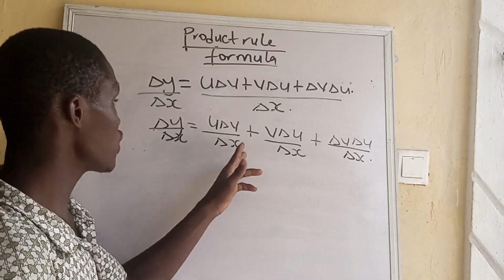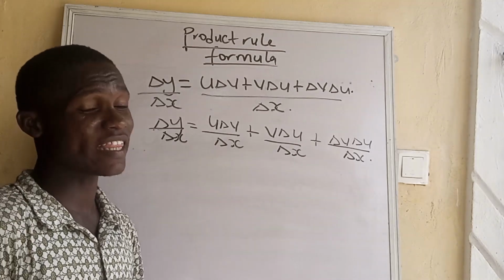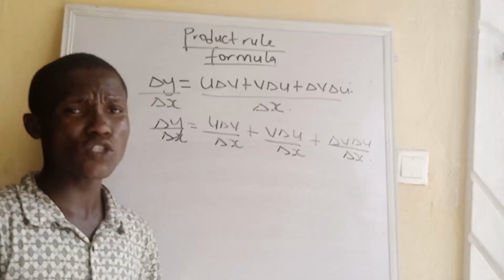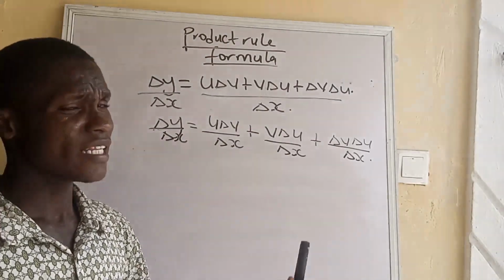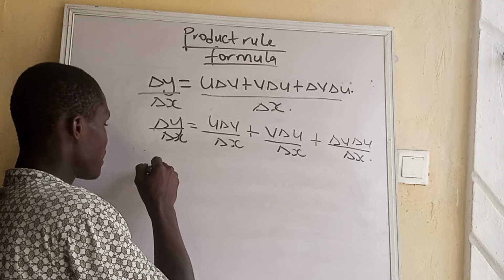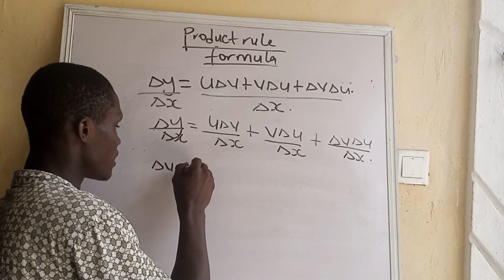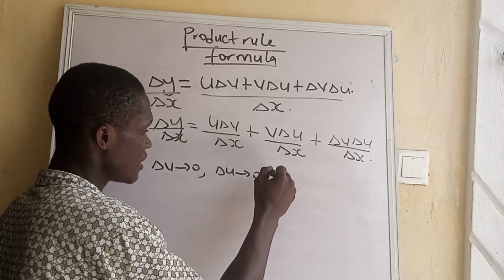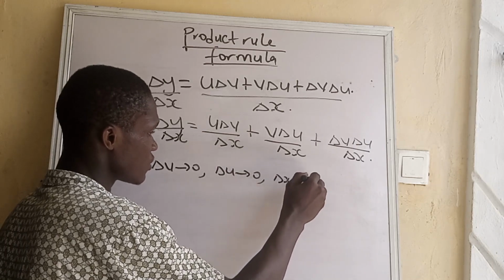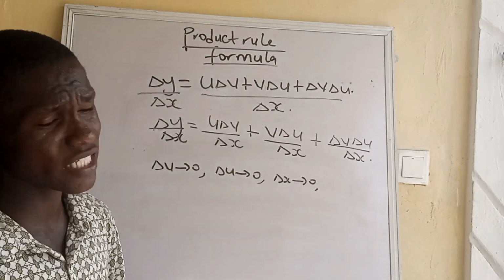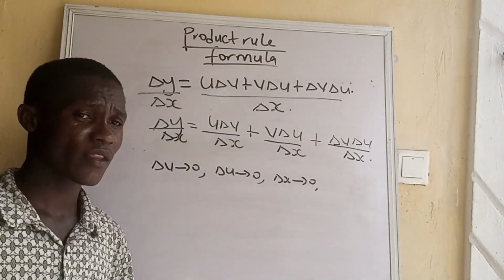So as you can see, each of them is having over delta x. So the next step we are going to do, we are going to limit delta u, delta v, and delta s to be 0. So we are saying delta v limiting it to 0, delta u limiting it to 0, and delta x limiting it to 0. In other words, wherever we see all these values, we are putting 0 there.